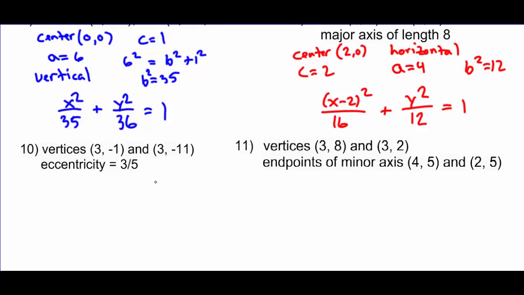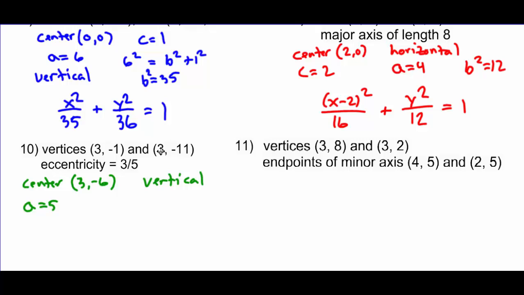All right, let's do number 10. Again, if you look at vertices, you can figure a lot out. I know the center is going to be at 3, and oh man, this isn't fair. Oh, negative 6. It's fine. What's halfway between negative 1 and negative 11? Add them together, divide by 2 if you need to. Also from that, I can figure out that the a value here would be 5. I can figure out that if the vertices are (3, -1) and (3, -11), this ellipse would have to be vertical.